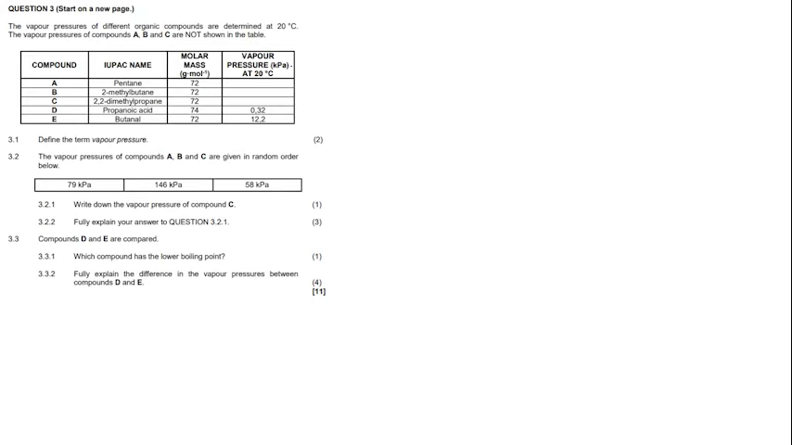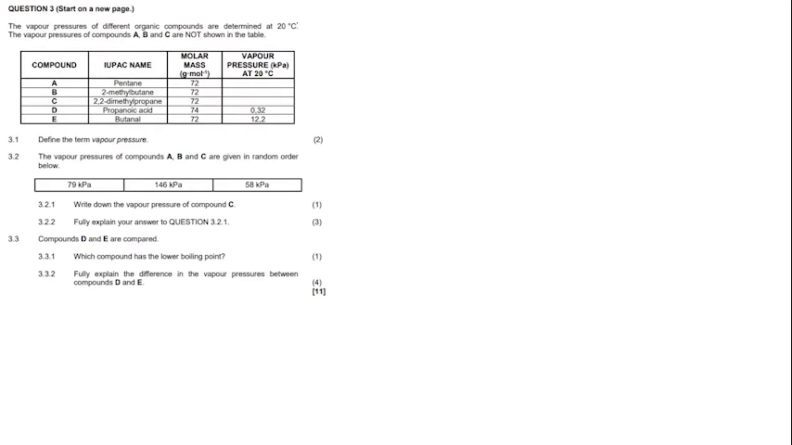Thank you. Hi guys, today we're going to be looking at a question on vapor pressure of different organic compounds. The vapor pressures of different organic compounds are determined at 20 degrees Celsius. The vapor pressures of compounds A, B, and C are not shown in the table. Question 3.1.